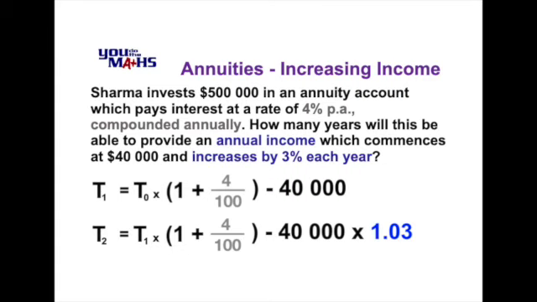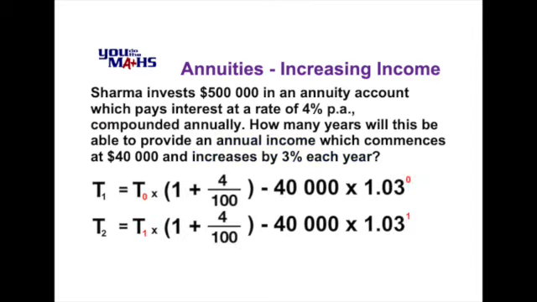Well, let's have a look again at the first year, and what we'll do is we'll multiply our $40,000 by 1.03 to the power 0. Now we know that anything to the power 0 is just equal to 1. So effectively we're just multiplying 40,000 by 1. The next year we're multiplying 40,000 by 1.03, but we'll express that to the power 1 because anything to the power 1 is just itself.